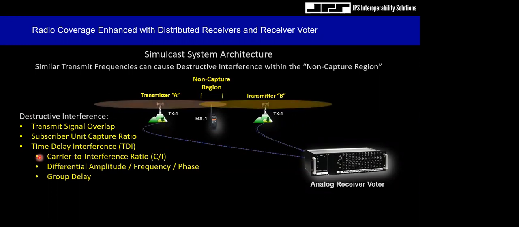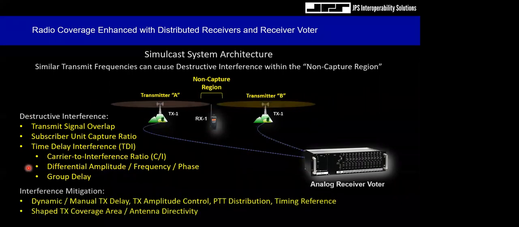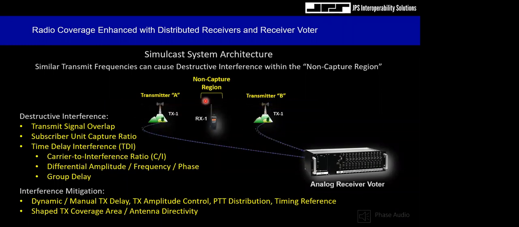So these are some of the terms you're going to be hearing, as well as group delay, phase, differential amplitude, and the such. And the way we mitigate this is by controlling the launch of the transmit coming out of these transmitters such that they're arriving in the non-capture region at the same time. It's not trivial. It's very difficult to do, requires GPS, rubidium time sources, external timing references.